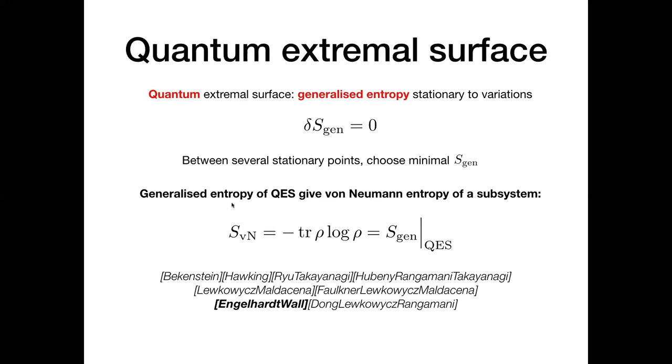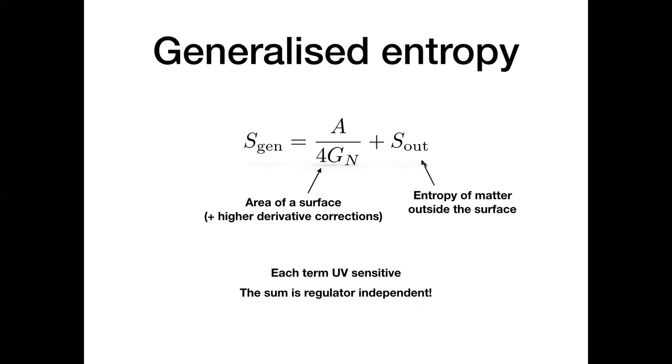The key statement I'm going to use, in this version due to Engelhardt and Wall, is that in the context of AdS/CFT, for example, if you find a quantum extremal surface that is homologous to some boundary region of your CFT, and you compute its generalized entropy, then this is supposed to be computing the fine-grained von Neumann entropy or entanglement entropy of the region that this surface bounds. So this is a souped up version of, first of all, the Ryu-Takayanagi formula, which applies when, if we ignore this S out, we're just back to the situation where we're considering the area of a classical extremal surface.